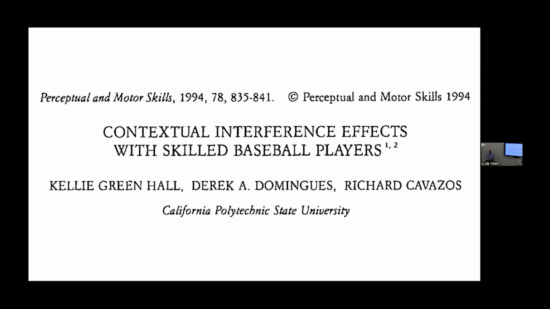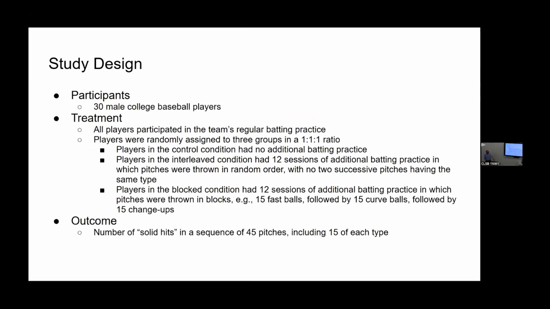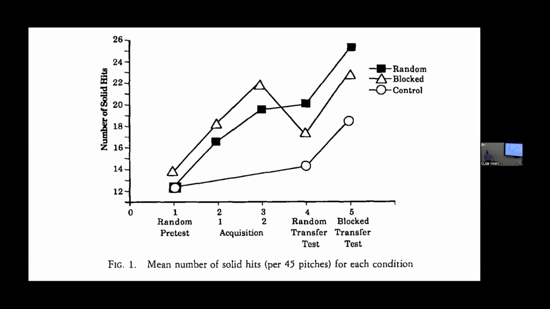Instead, I talked about this particular study where baseball players were randomly assigned to different batting practices, where some people were given pitches of the same type, like a block of fastballs, a block of curveballs, and a block of changeups, whatever that is, versus other people who were randomly assigned to a group where they were given a mix of changeups, fastballs, and curveballs. And that's interleaving, and it led to more effective batting.